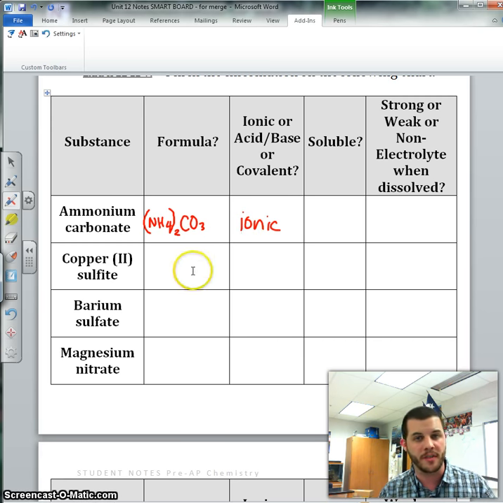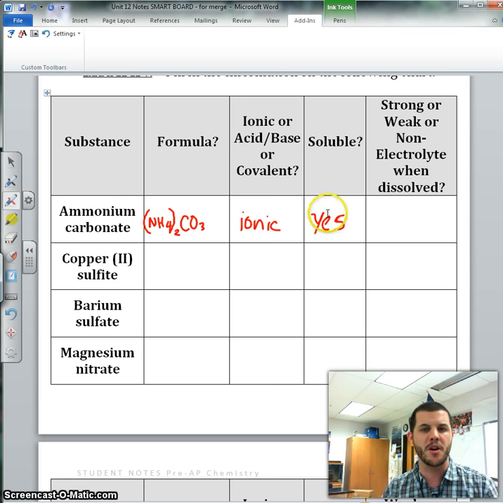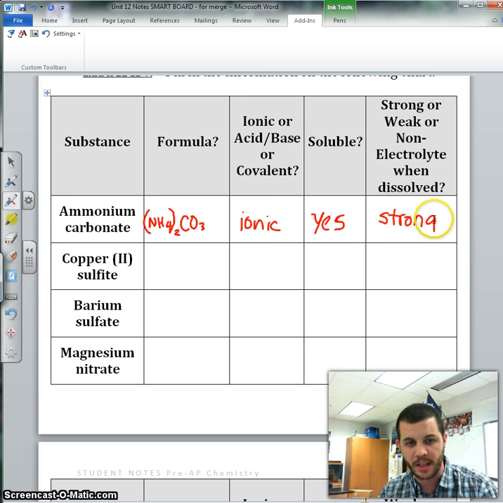Okay, well, I know based on our solubility rules that all ammonium substances are always soluble, and there's no exceptions to that rule. So is it soluble? Yes, it is soluble. Okay, so now if we were to scroll back up and look back at our notes from a moment ago, we know that if I have an ionic compound dissolved in water, that is a strong electrolyte.